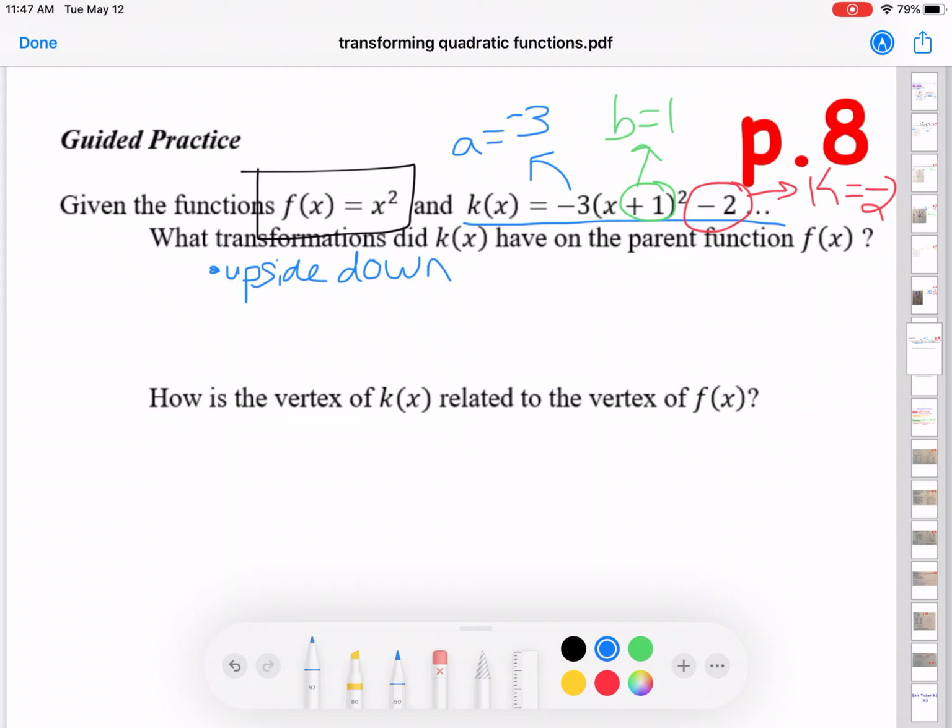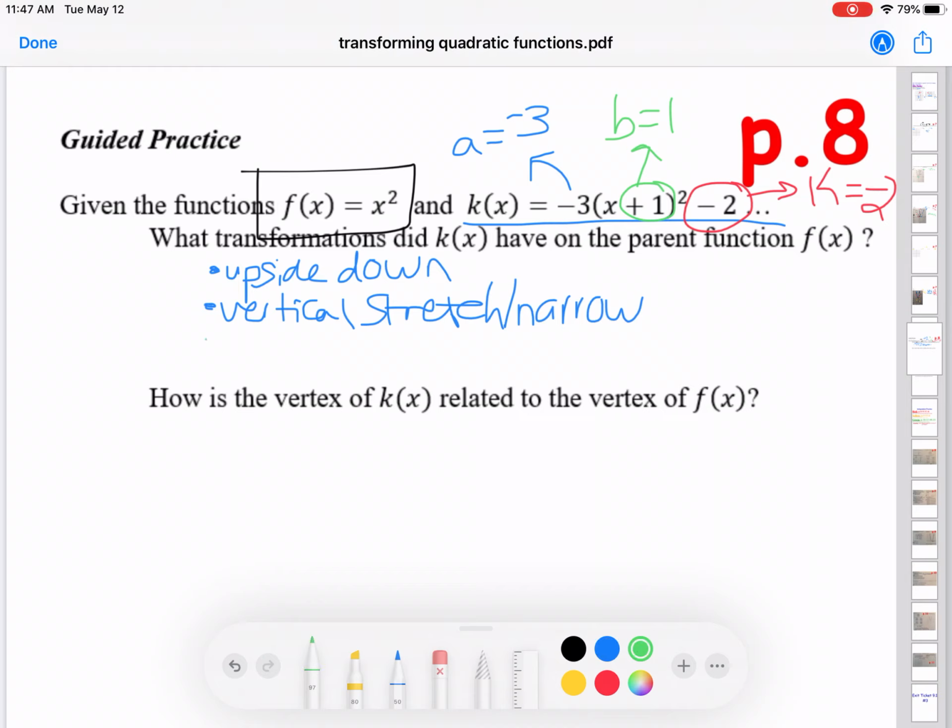The other thing that happened because the a value was -3 is that the graph has been vertically stretched, or the graph is more narrow. So two things happened because of that -3. The first is that it was reflected upside down. The second is that it was stretched vertically or became more narrow.